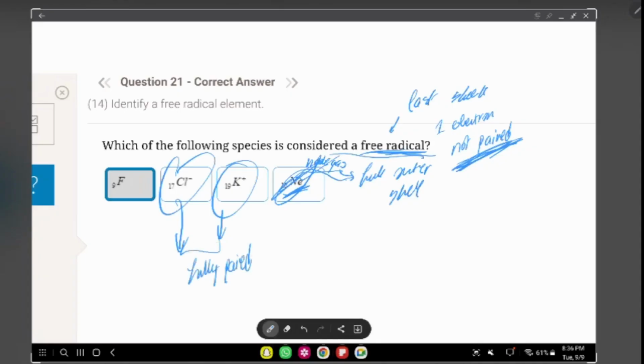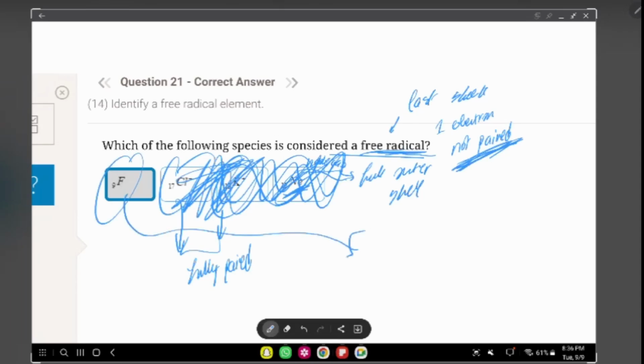So is there any free radical? No. So you can always move by this process of elimination. Any ion, you cancel it out. Any noble gas, you remove it. F, let's prove to you that it has a free radical. It's 1s2, 2s2, 2p5. This 2p5 looks like this.